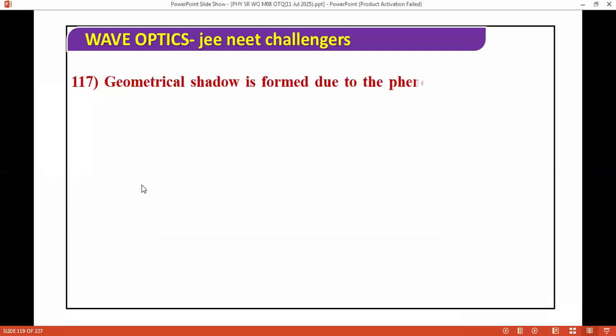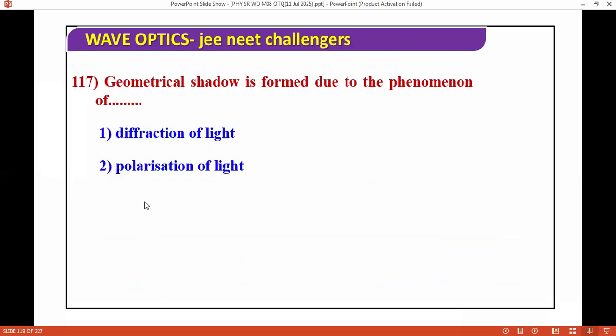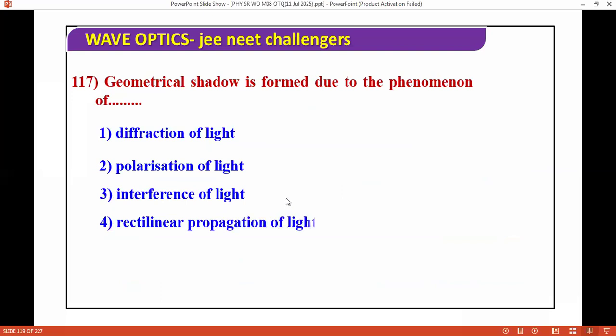A geometrical shadow is formed due to the phenomenon of diffraction of light, polarization of light, interference of light, or rectilinear propagation of light. So the correct answer is rectilinear propagation of light. Geometrical shadow is formed due to the rectilinear propagation of light.